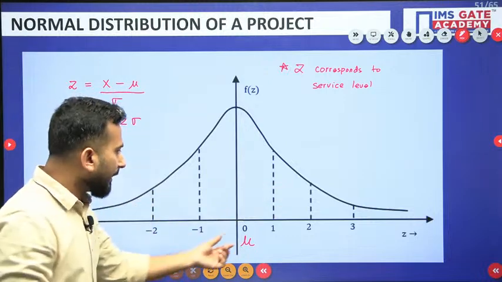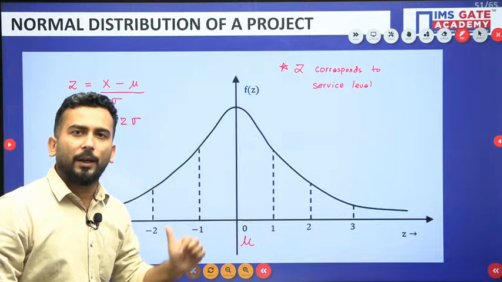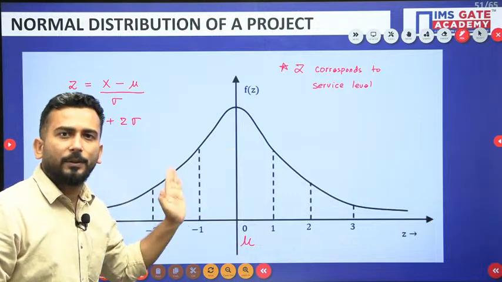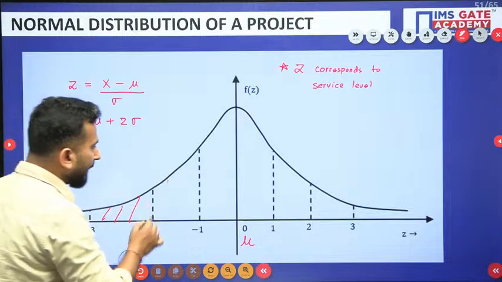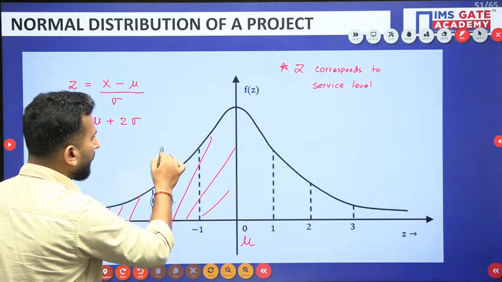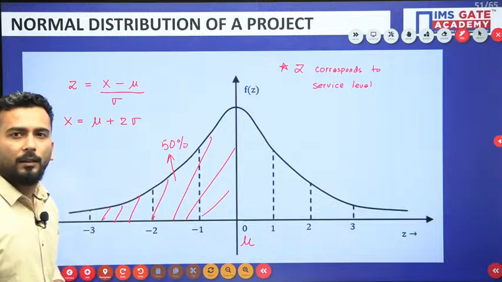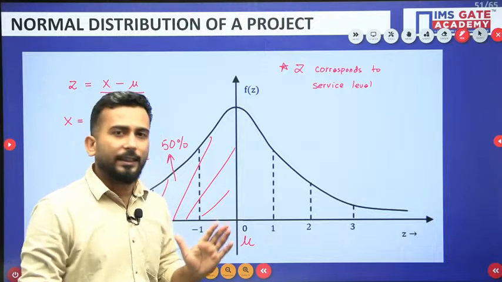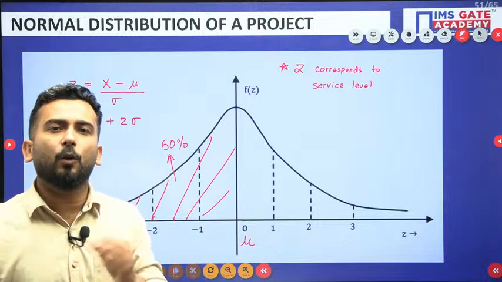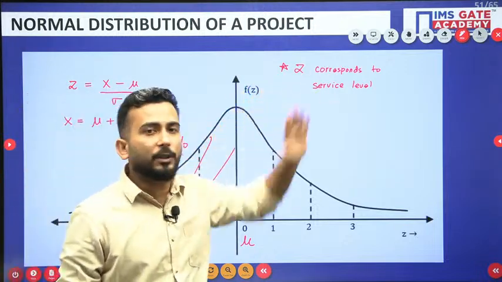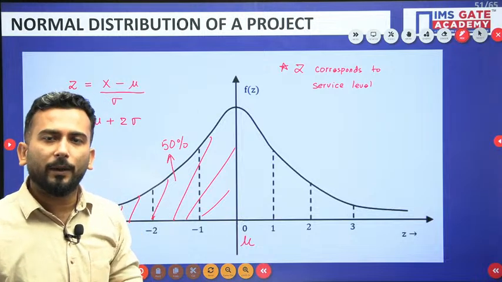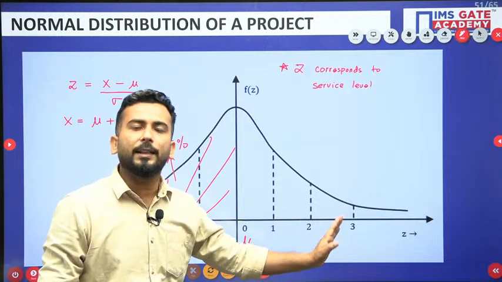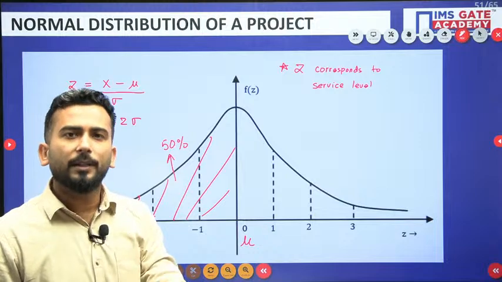So for example, z corresponding to 0, that is the mu value. So what is the area left side of 0? What is this entire area? This area is nothing but 50%. So if someone asks you that if I am maintaining only ADDLT, because mu is ADDLT, how much service am I providing? 50%. Why? Because z corresponds to service level. So 50% I am providing. And after this z value equal to 0, whatever extra you are putting, that is your safety stock.